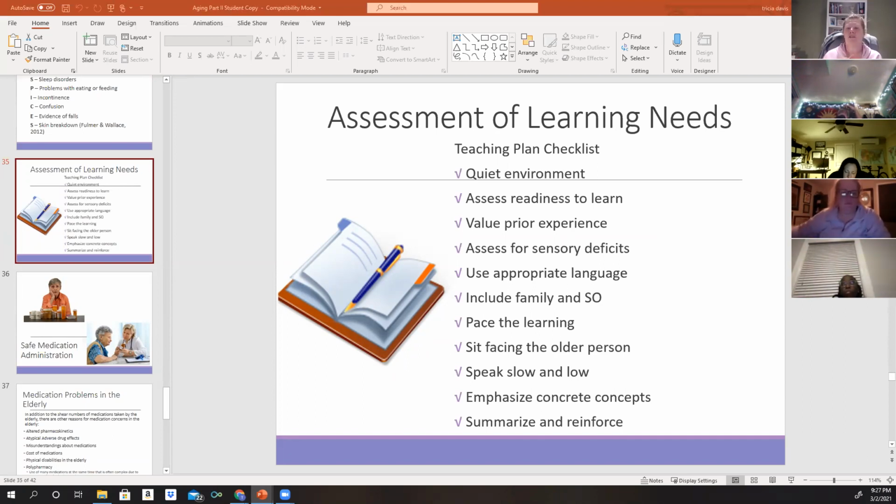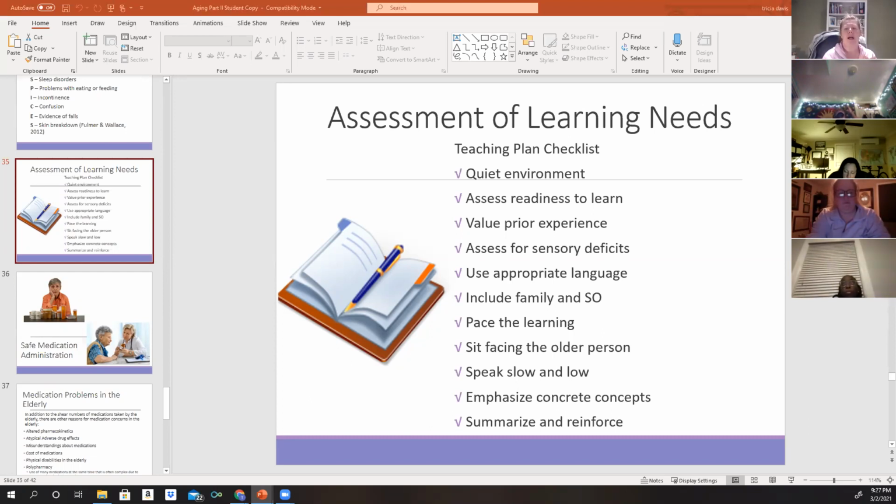You want to assess their readiness to learn. So you probably don't want to teach them after they've worked with PT and they're in pain. Or if they've had a hip fracture and they're going home, maybe you want to make sure they've had their pain medicine first. Or if you notice they get really tired in the afternoon, maybe you want to do your teaching in the morning, or after their nap in the afternoon.